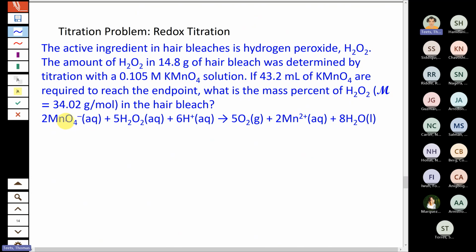serves as a self-indicator. It'll turn colorless when it converts into manganese 2+, but then once the reaction's done, any additional MnO4- you have is going to stay pink, and that's how you know that you're done. So it's a self-indicator. It's kind of cool that way. That's not important for this problem, though.